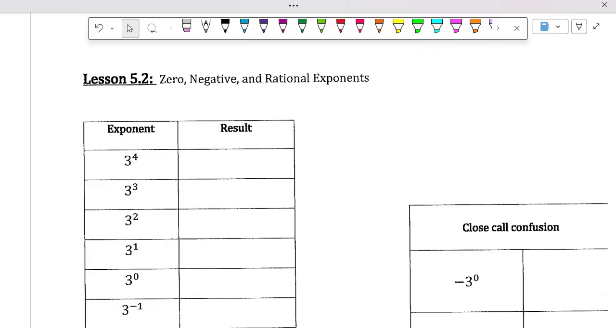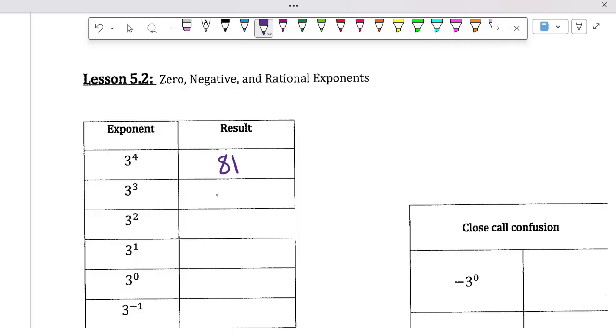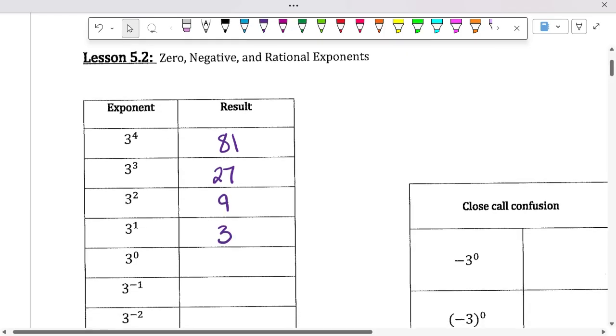So 3 to the 4th. You can put this in your calculator if you don't know, but what is 3 to the 4th? 81. What's 3 cubed? 27. We did that in the warm-up. 3 squared? 3 to the 1st? 3. So all these you should know, at the very least.